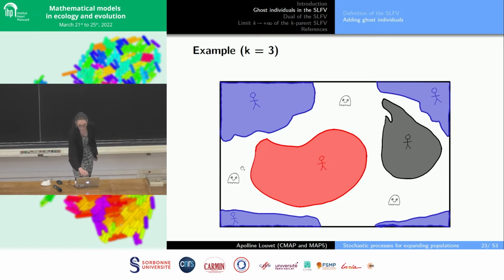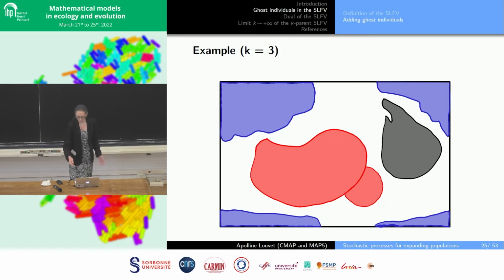So in order to illustrate it, we'll start from the same initial condition as before, but this time the white areas are empty, so filled with ghost individuals. We wait again until the first reproduction event occurs, and this time I've taken k equal 3 potential parents. Very well chosen example, so there is exactly one real potential parent, so it is the actual parent, it reproduces.